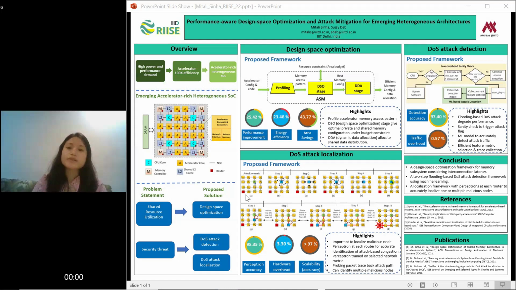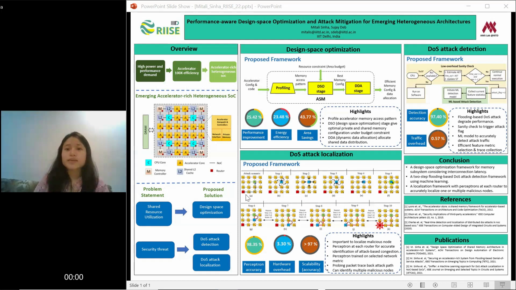This results in an accelerator-rich heterogeneous SoC as shown in the figure, which is comprised of multiple and a variety of accelerator cores, responsible for accelerating a given functionality or different kinds of applications, along with different general purpose cores and the memory systems, all connected together by a network on chip. And all the systems communicate with the off-chip DRAM.